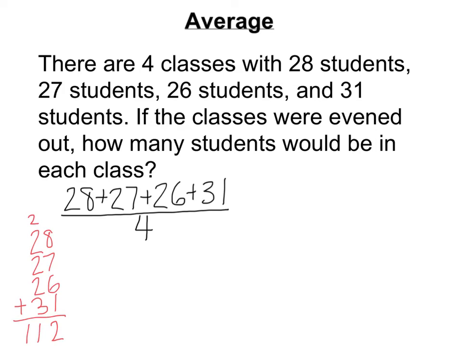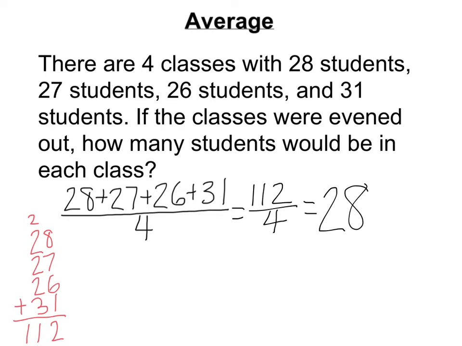So this becomes 112 over 4. Now this could be a mental math problem. We know that 4 goes into 100 25 times. We know that 4 goes into 12 3 times. So 25 and 3 makes 28.